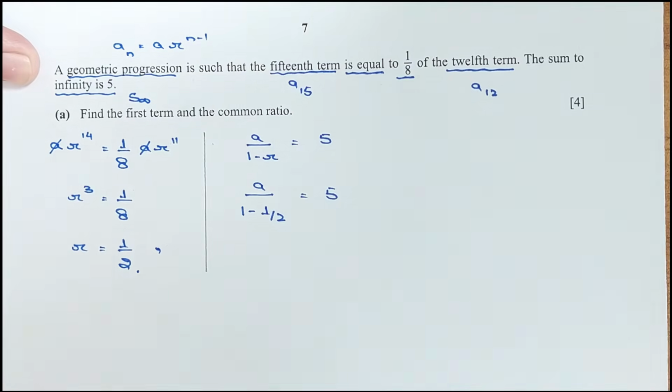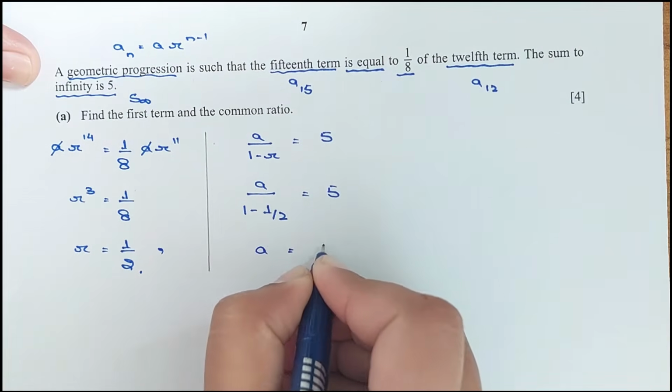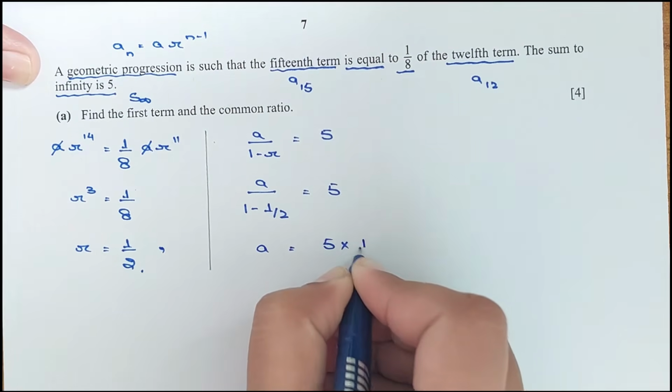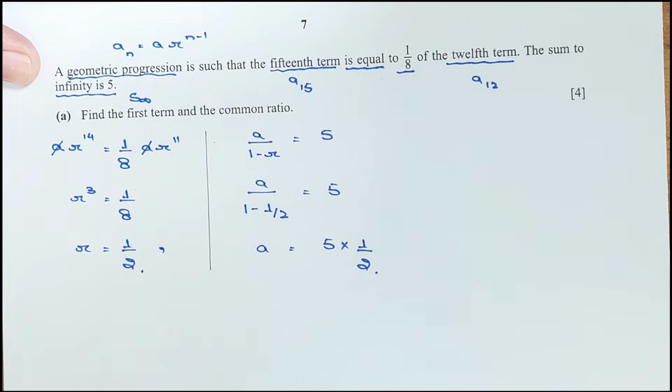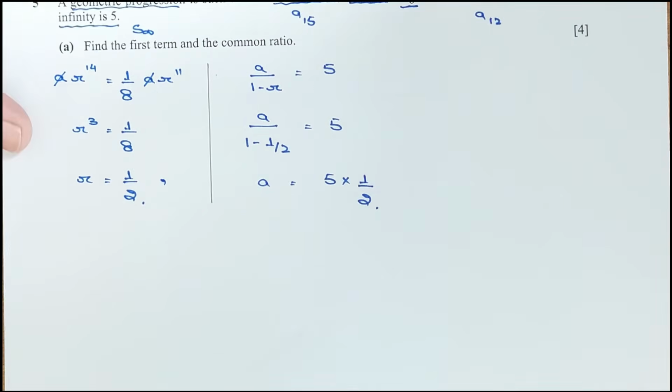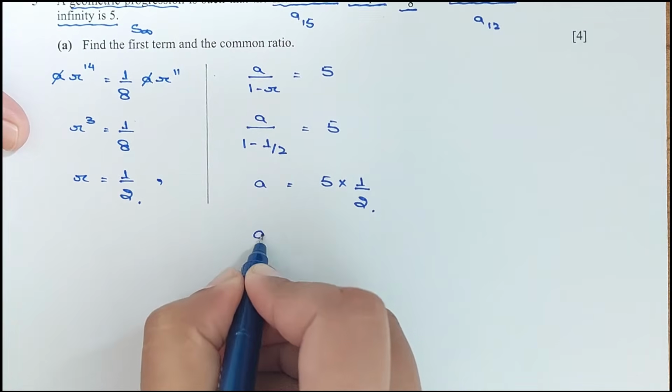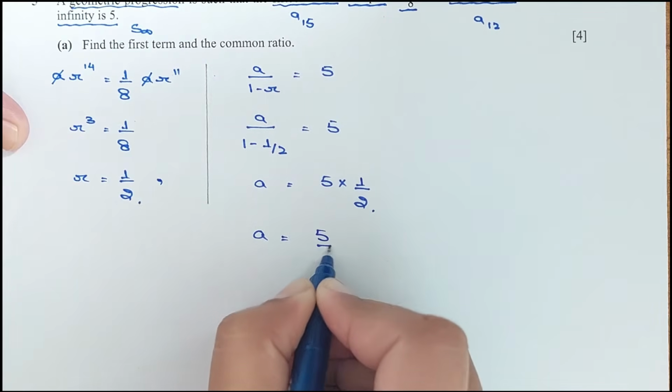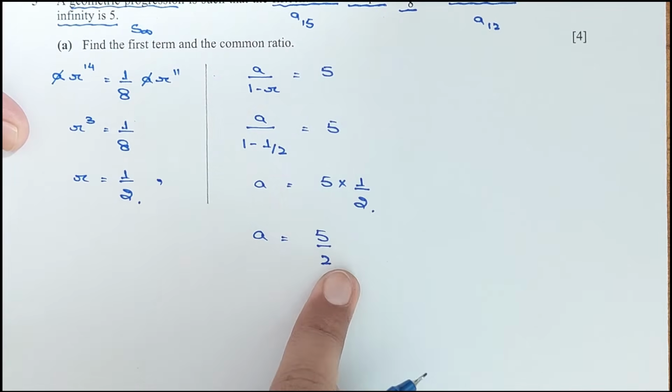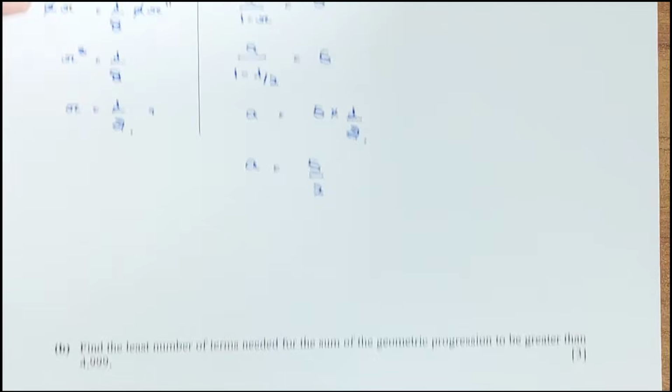1 by 2. So a value is 5 times 1 by 2, right? So from here the a is 5 by 2. So the first term is 5 by 2 and the common ratio is 1 by 2.